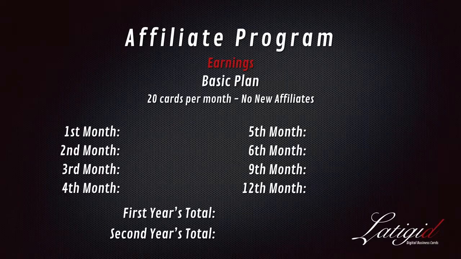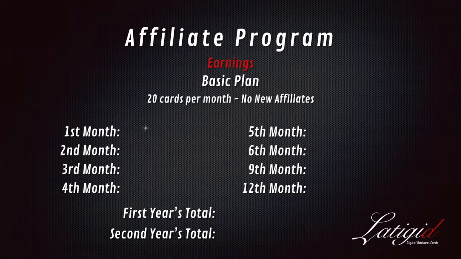The basic plan is for people that really just want to sell the cards, and they don't want to be building a team and training a team. They don't want to do that. They just want to sell the cards. Then you want to sign up with the basic plan, because it's really focused on selling cards. Now, on the basic plan, we're going to calculate: you sell 20 cards per month, and you sign up no new affiliates, not ever. So it's just on average 20 cards per month.